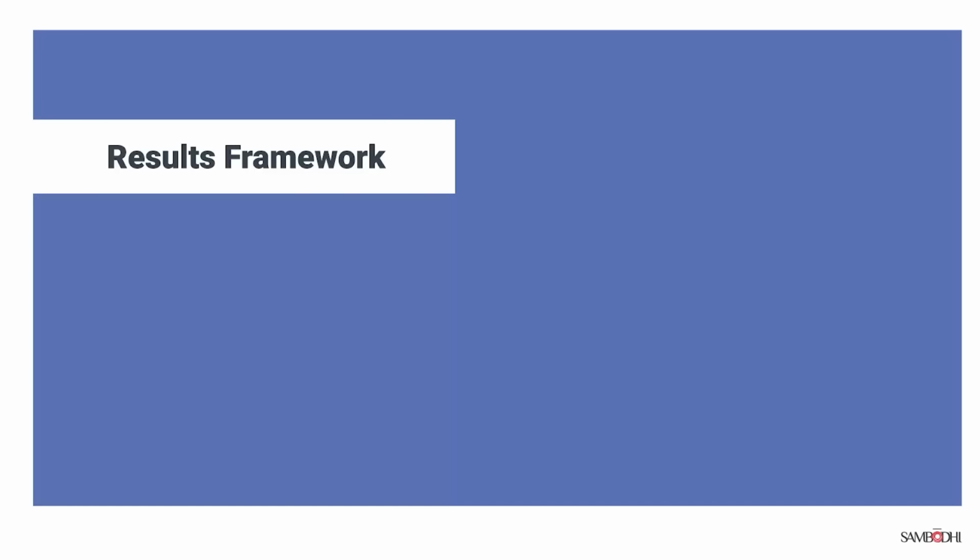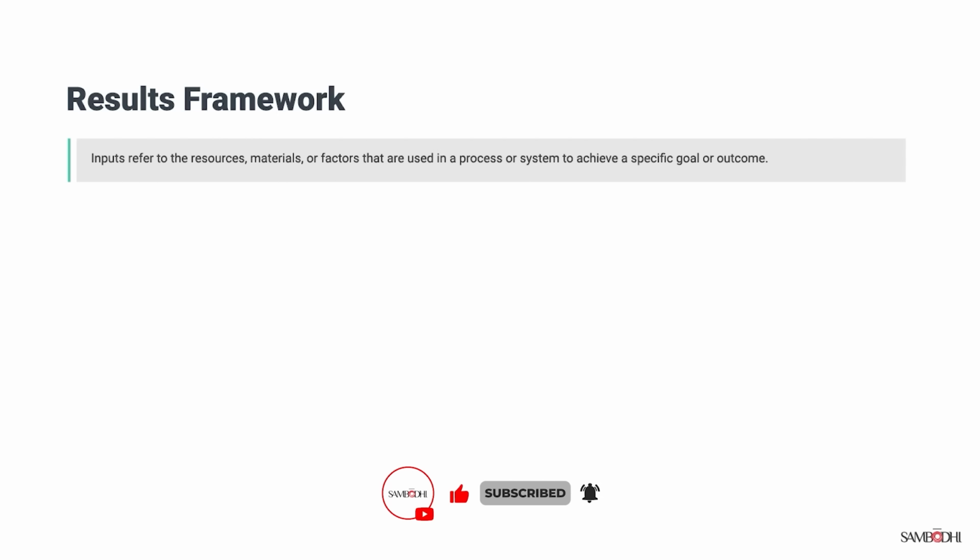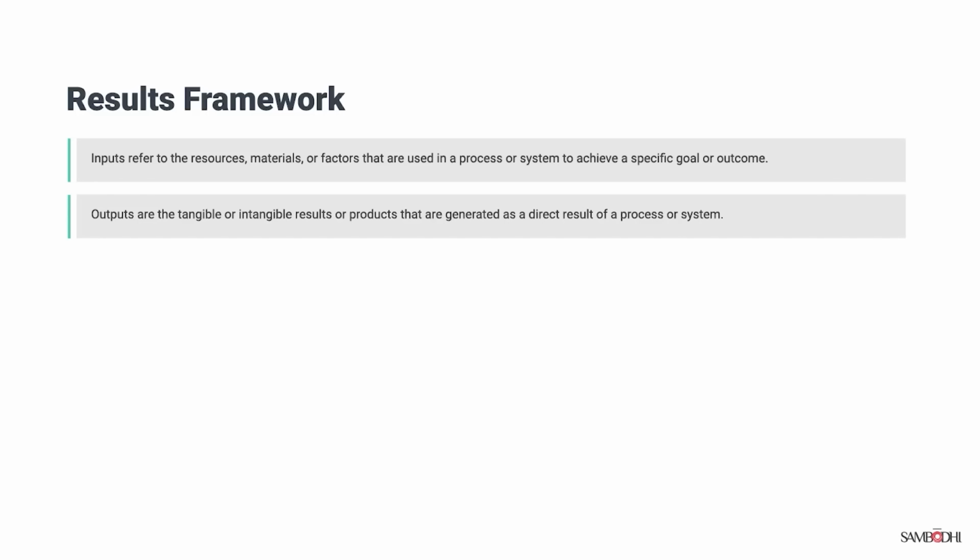Let's move on to understanding the results framework first, and we will also discuss some terms such as inputs, outputs, intermediate outcomes, outcomes, and impact, which are often used interchangeably but are different in this context. A results framework is a tool used in project or program management to organize and track progress towards achieving desired outcomes. Inputs refer to the resources, materials, or factors that are used in a process or system to achieve a specific goal, whereas outputs are the tangible or intangible products that are generated as a direct result of a process.